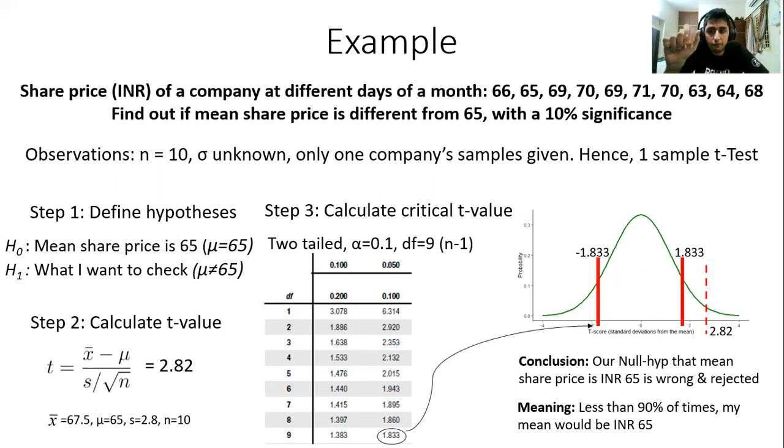Now the selection of the alpha value is itself a very complicated process. For us, it would be given in the exam, but in real life, you have to consider a lot of parameters before taking an appropriate alpha value. So the core meaning behind your conclusion is that less than 90% of the time your mean value would be 65 rupees. But I want most of the time to be 65 rupees. So it's not suiting my hypothesis, so I'm rejecting my null hypothesis. That's how it works.